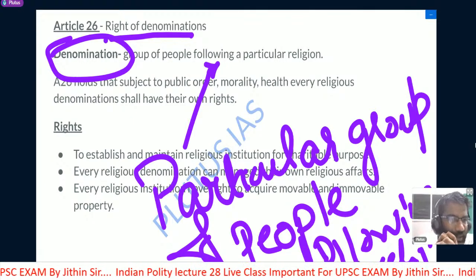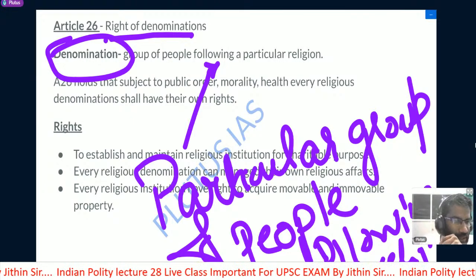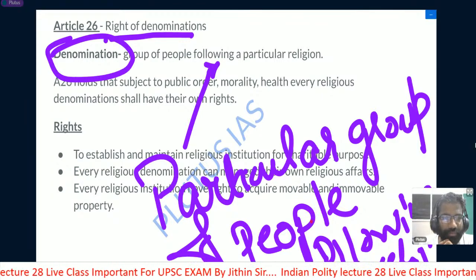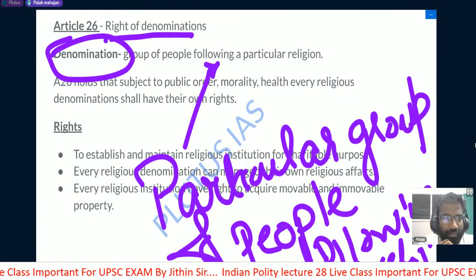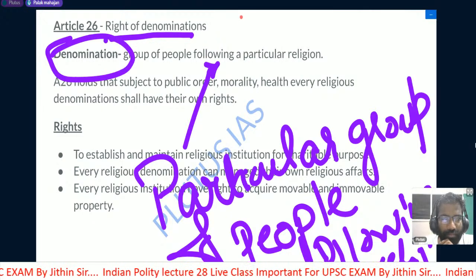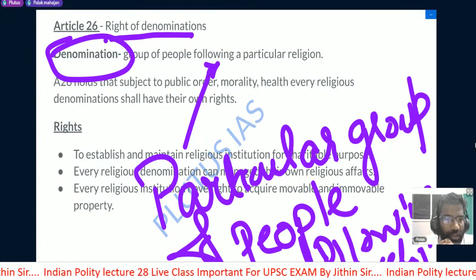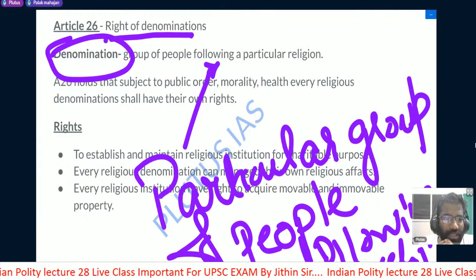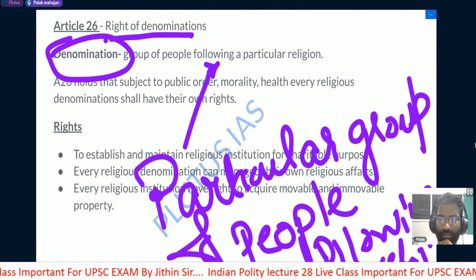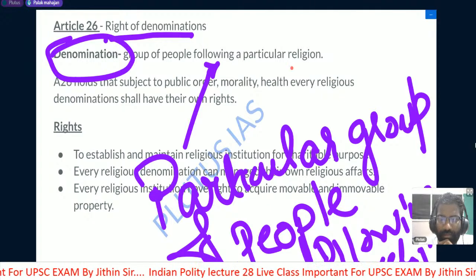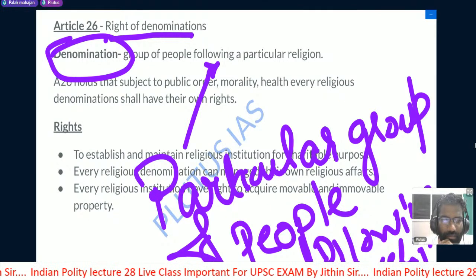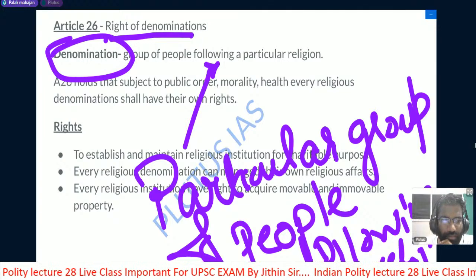Okay, people are joining. Palak, what did I say? Right of denomination means a group of people following a particular religion. What is denomination? Denomination means a group of people can follow a particular religion, like 5 of us can follow Islamism and the rest can follow Hinduism.